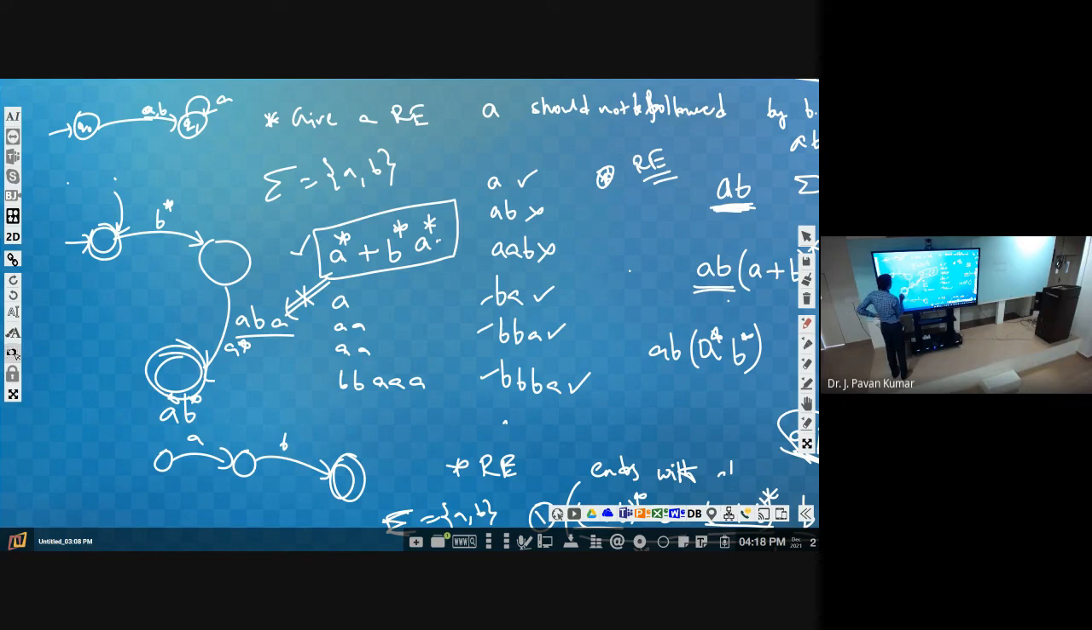That's it. Now A star should be accepted, right? A star is not being accepted here. Yes or no? Why? Because here we are saying Q1 as the final state. Q0 also you take as a final state. Now A star accepted or not? Yes, sir.